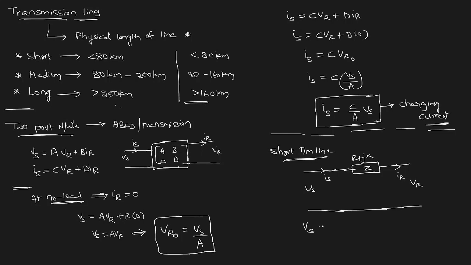We will be getting Vs equal to IR into Z or Is into Z, not an issue, plus VR, and Is equal to IR, right? Therefore, Vs equal to IR into Z plus VR, and Is equal to IR. Compare these two equations with the standard T parameter equations: Vs equal to A VR plus B IR, and the second equation is Is equal to C VR plus D IR.